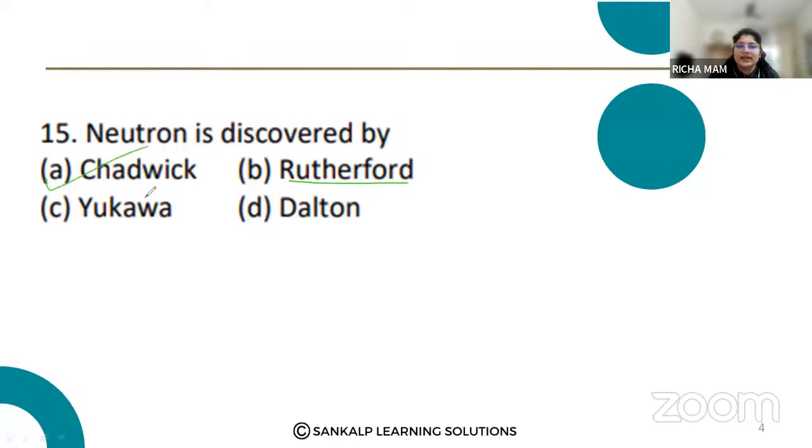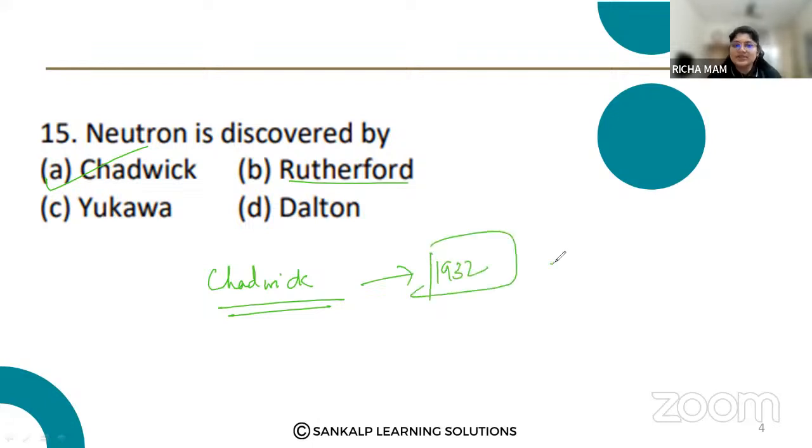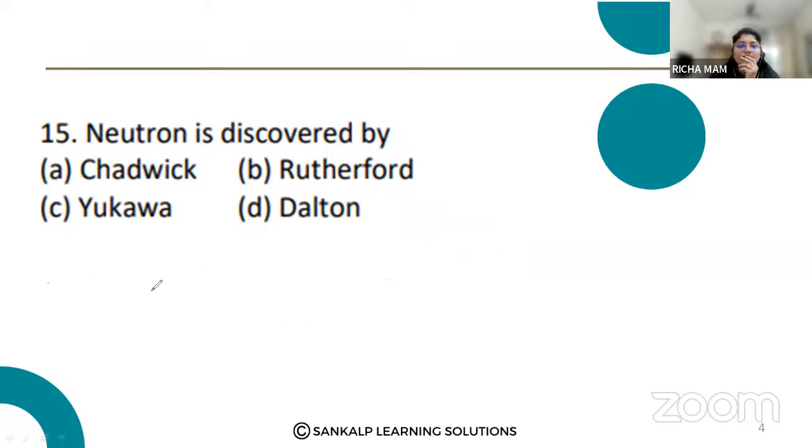The answer is A. Neutron was discovered by Sir James Chadwick in the year 1932. In the synopsis, in the short notes, there was a table, so there we have discussed this. Neutron is discovered by Sir James Chadwick, a scientist who discovered the neutron, which is a neutral particle.